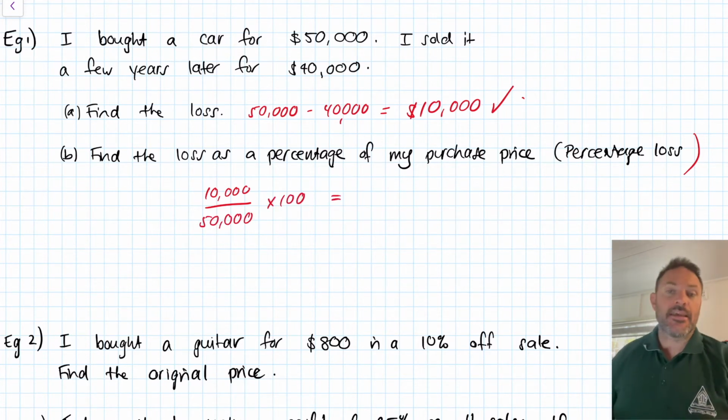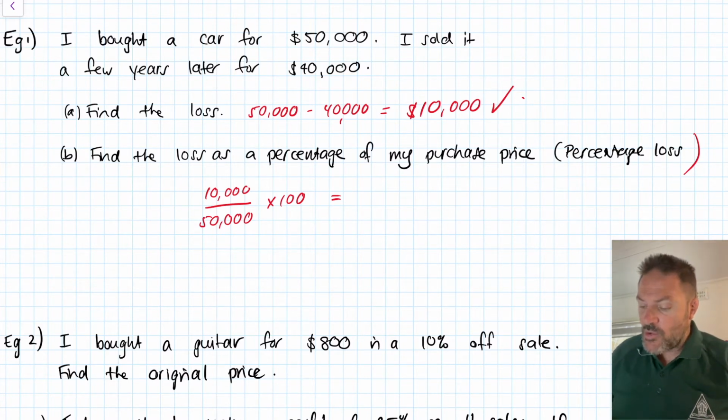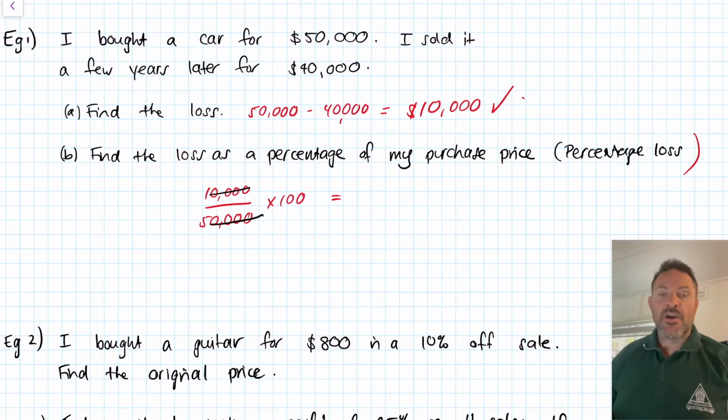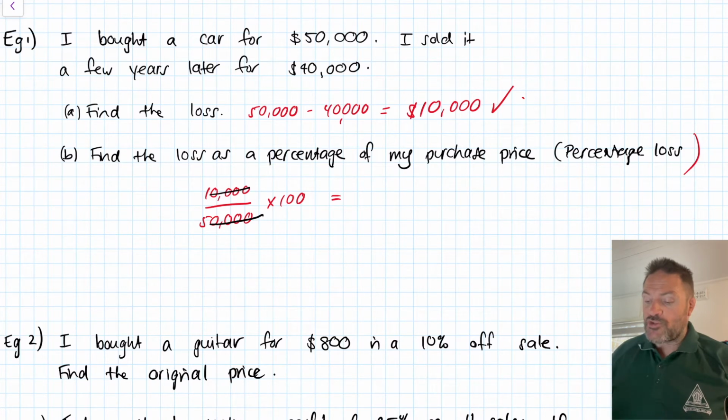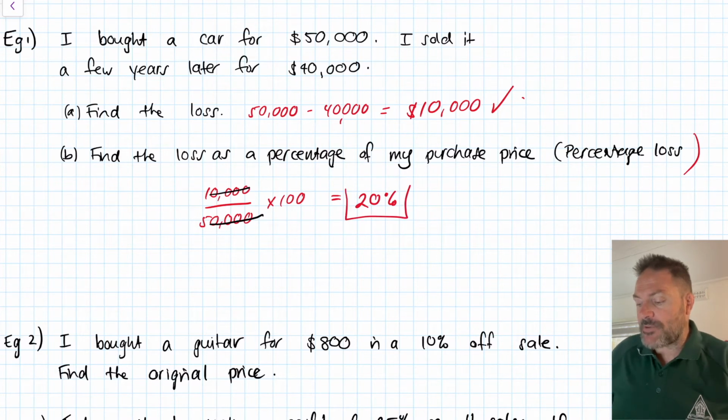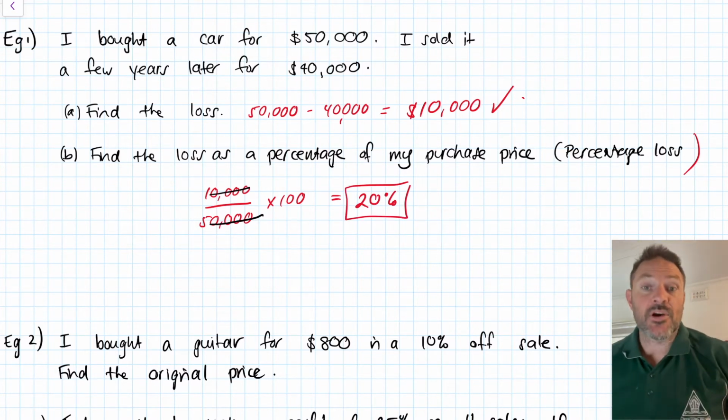Now of course on a calculator it's a pretty easy one to do. Without the calculator of course we can cut the 4 zeros off the top, the 4 zeros off the bottom. We have 1/5. You might know that to be 20%, or you could do 100 divided by 5, which is still 20%, and that is your answer. We have a 20% percentage loss going on here.